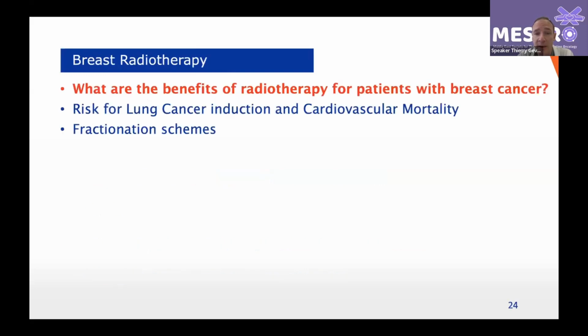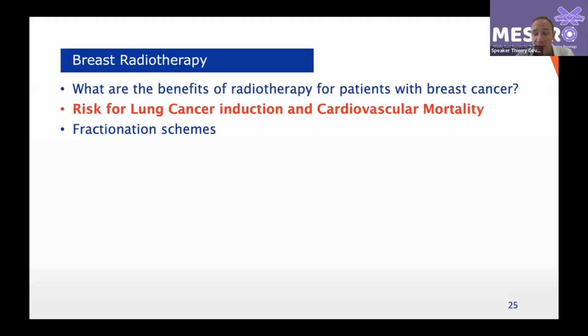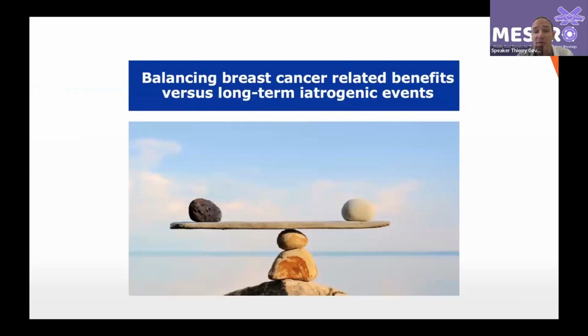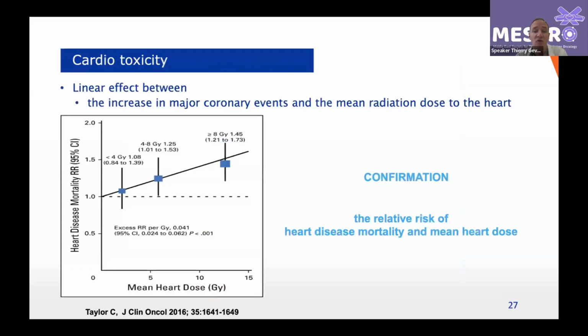It's a new concept. We all know that there are benefits of applying radiotherapy for breast cancer. The most important concern is the risk of lung cancer induction and cardiovascular mortality. So we have to find a threshold between the dose that we want to deliver to the breast and the dose that we find acceptable to the lungs and the heart. There are publications showing that the mean heart dose is important. The 4 gray is important for cardiotoxicity, so we try to avoid or reduce it.